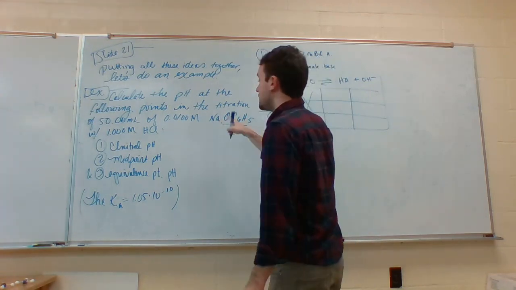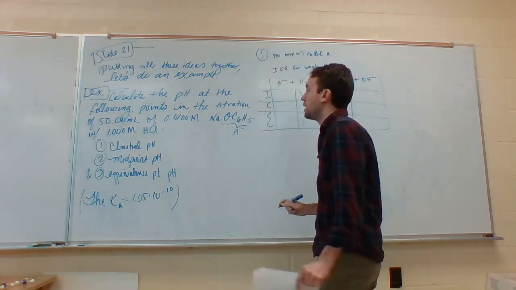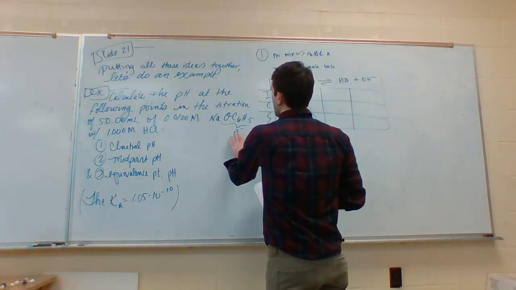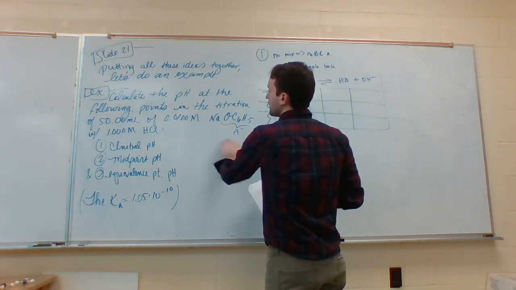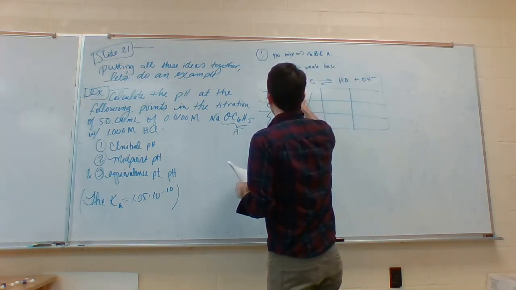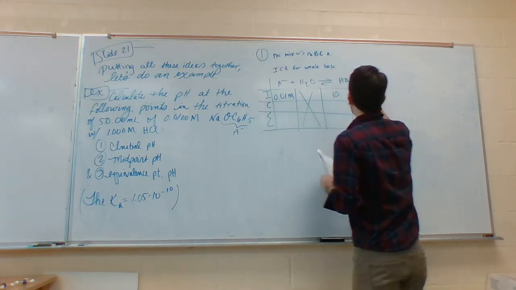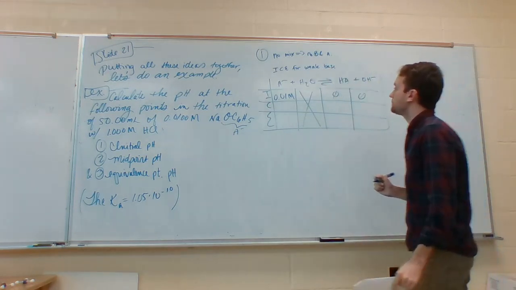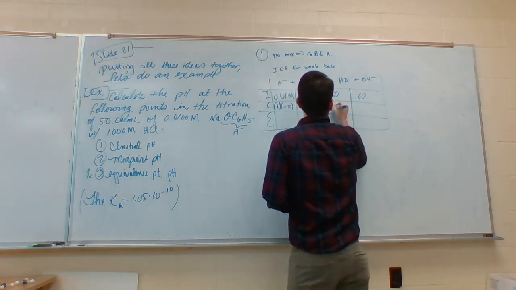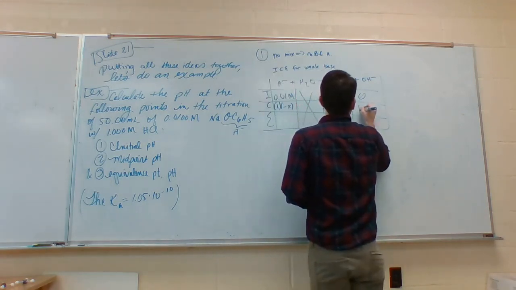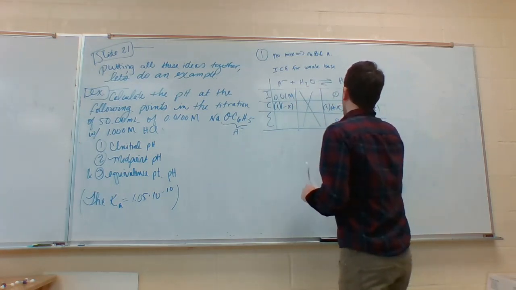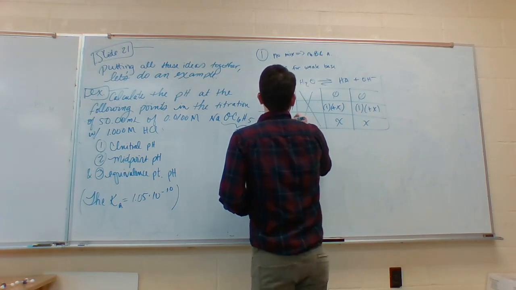All right, so remember, this is a salt problem, so we'd be using our conjugate base of a weak acid, right? So in this case, we have 0.01, all right, and we started out with none of those, okay? Then we have minus x, plus x, and plus x. So we have x, x, and 0.01 minus x.